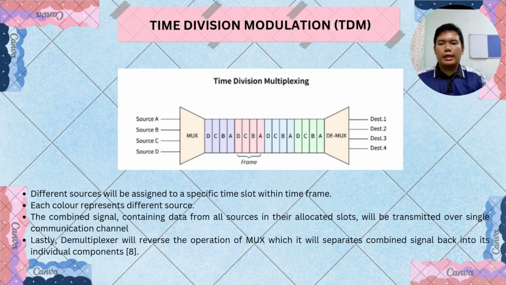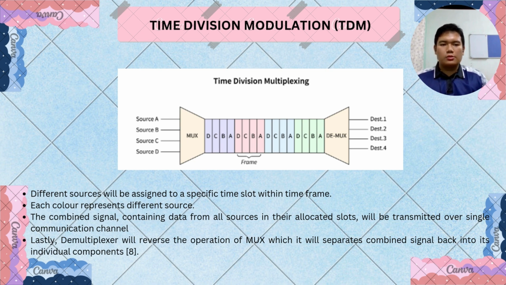So now we are looking at time division multiplexing, or TDM. You can see that on the left we have four different sources, which are A, B, C, and D. This could be anything generating data or signals like computers, phones, or sensors. The multiplexer takes the input from each source and assigns it to a specific time slot within a frame. In this diagram, the frame is represented by the colored blocks. Each color corresponds to a different source.